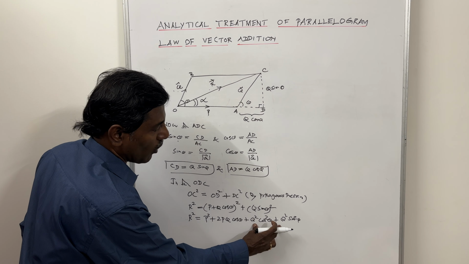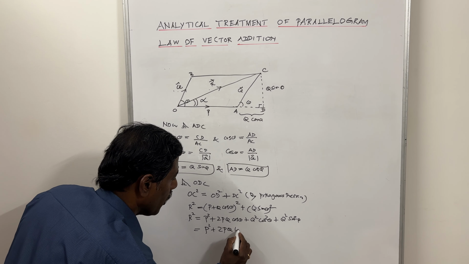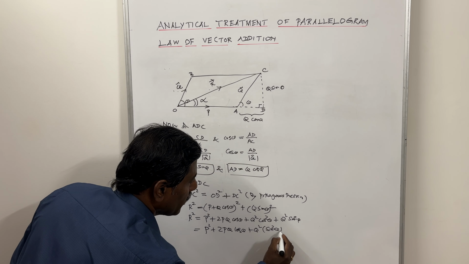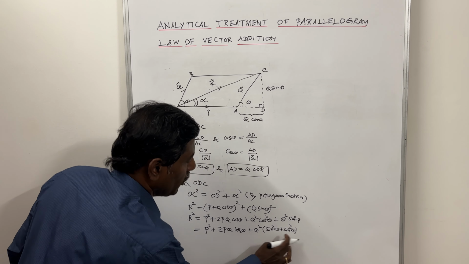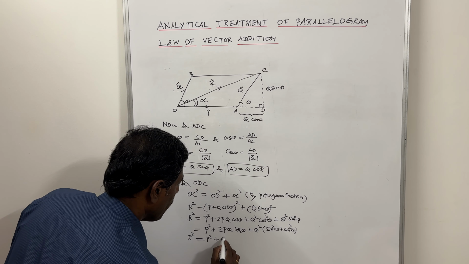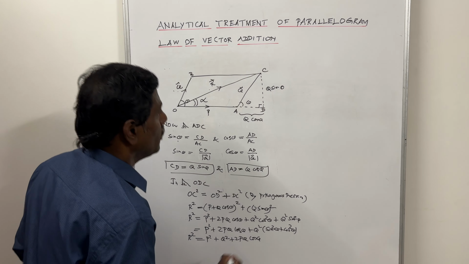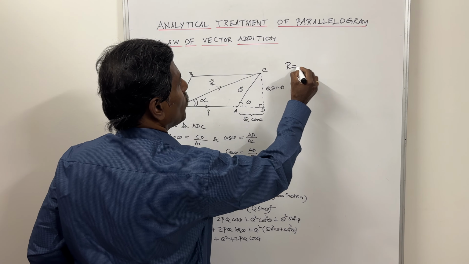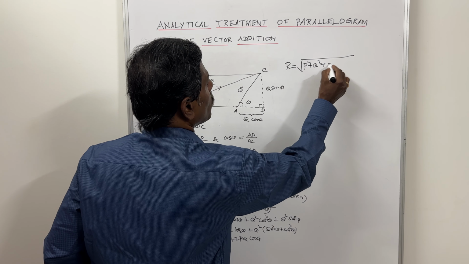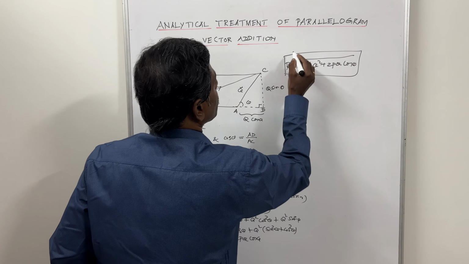Now Q square is common, we will take it outside. P square plus 2PQ cos theta plus Q square into sin square theta plus cos square theta, which according to the identity is 1. So R square becomes P square plus Q square plus 2PQ cos theta. So the resultant magnitude R can be written as root of P square plus Q square plus 2PQ cos theta. This is the resultant magnitude.